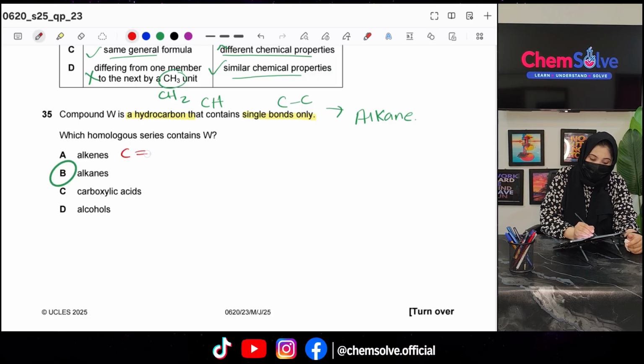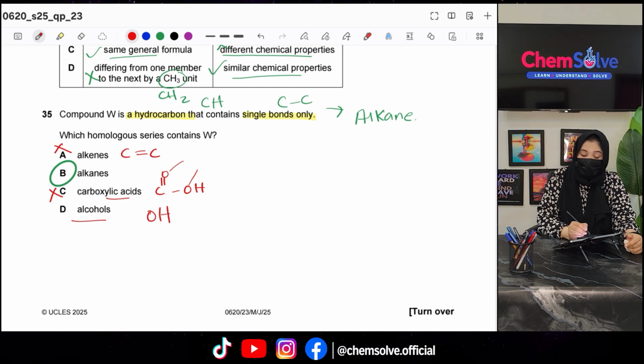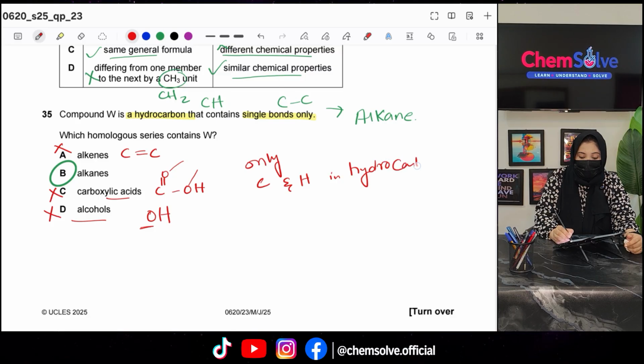Because alkenes have carbon-carbon double bond, carboxylic acid has C double bond O and OH, and it says only carbon and hydrogen, but it contains oxygen as well, so not. And alcohols contain OH, so an O is here, so this is not the option. We need only carbon and hydrogen in hydrocarbons.